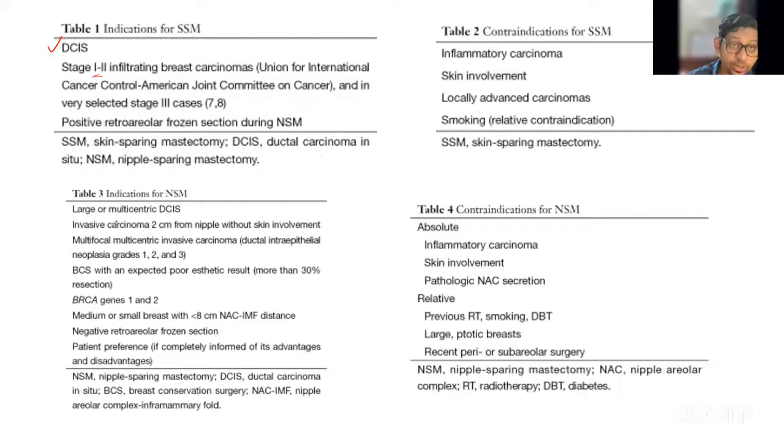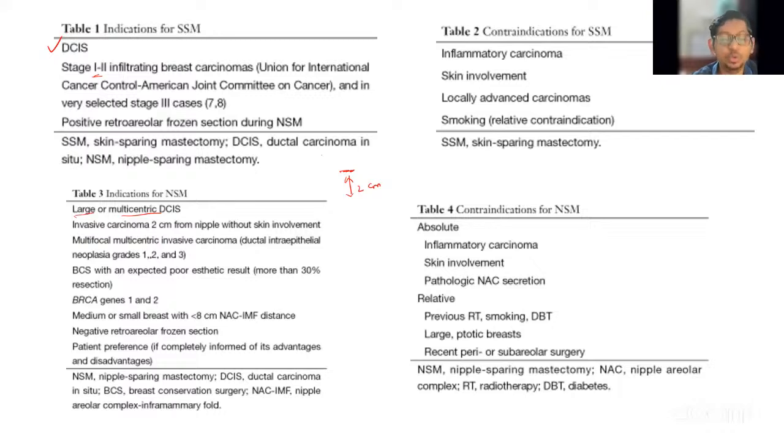Now, what about nipple sparing mastectomy? Again, similar scenario, you have a large or extensive DCIS, or you have multicentric disease. And the important thing to remember here is the distance from the nipple to the tumor has to be at least 2 centimeters. So you have to have a 2 centimeter distance between the primary and the nipple areolar complex, and there should be no nipple edema, there should be no involvement of the skin. So that is very important.